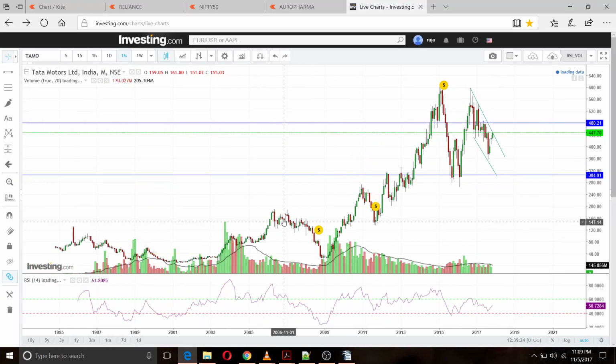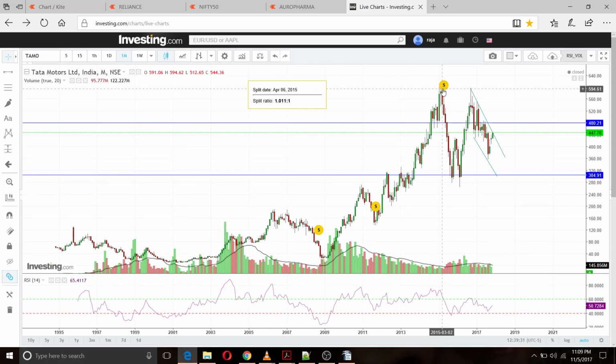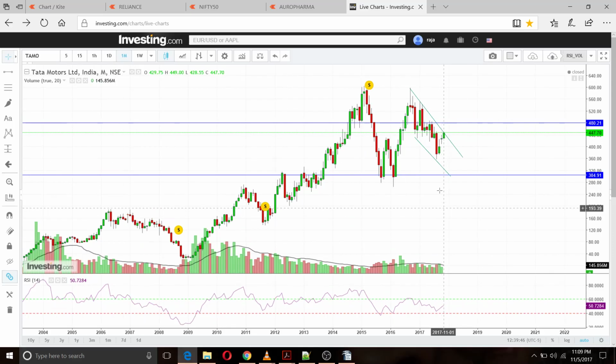So Tata Motors, after a huge rally which started from this level, started correcting in a series of red candles, finally culminating into a W pattern, and then it went up, and then it started declining. So I believe the target for this W pattern should be complete. Let's check it out.